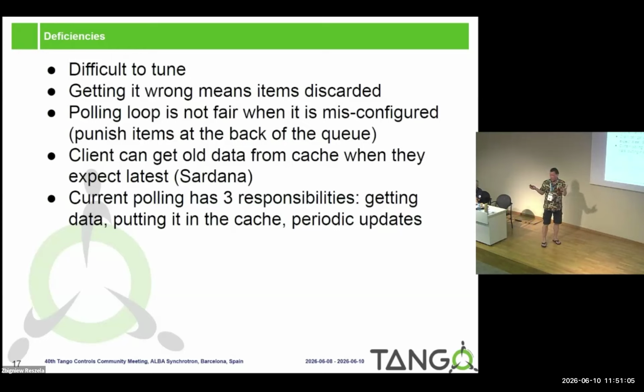Yeah, the cache, Alex, I think you were hit by this, right? If you have the polling loop active and you have the cache strategy chosen, it can happen that you read old data from the cache. And also, it's not really following the Unix philosophy: confine yourself to do one thing and do it right. Currently, it does three jobs. It is putting the data in a cache, does the periodic updates, and actually fetches the data.